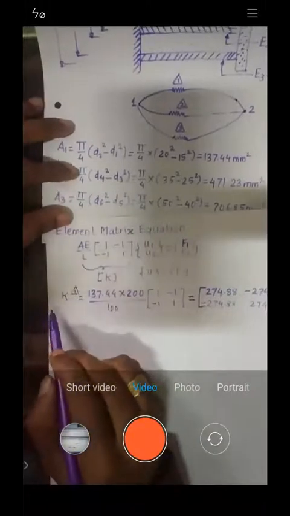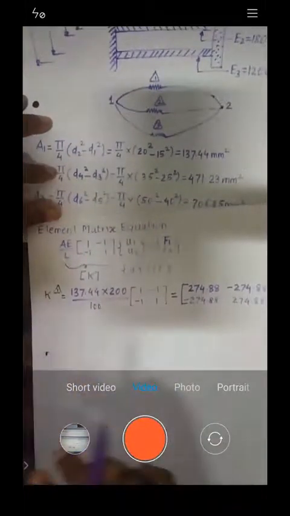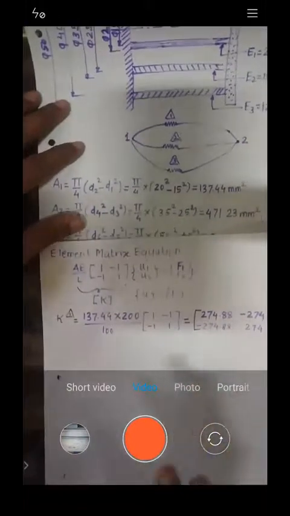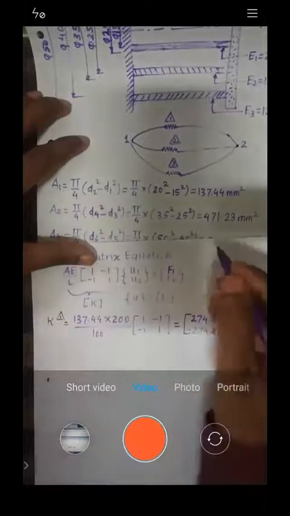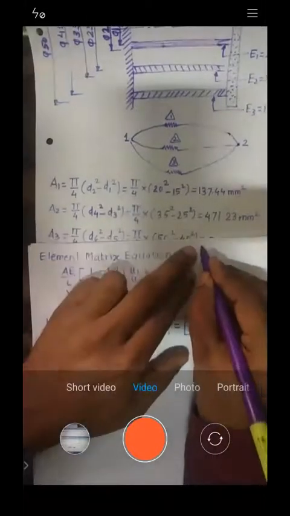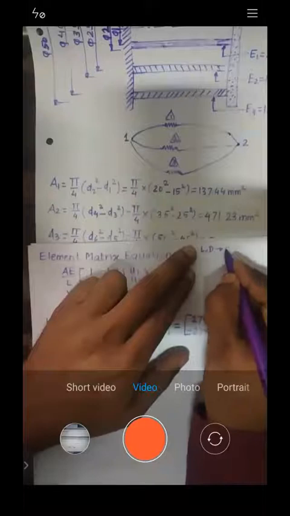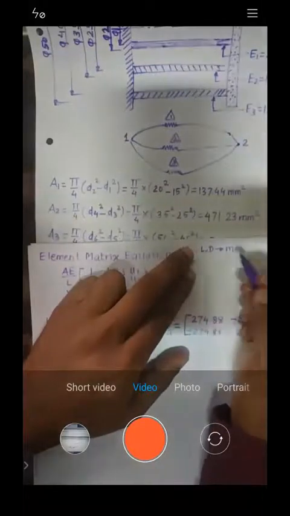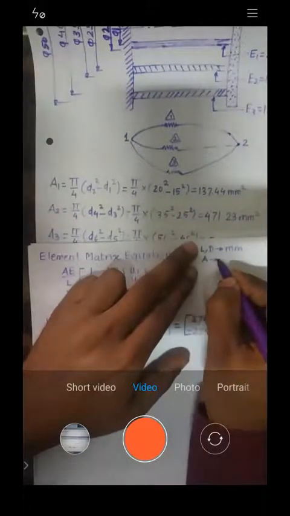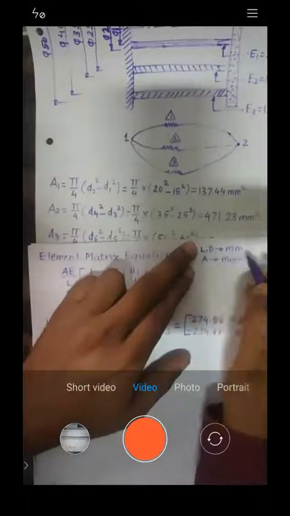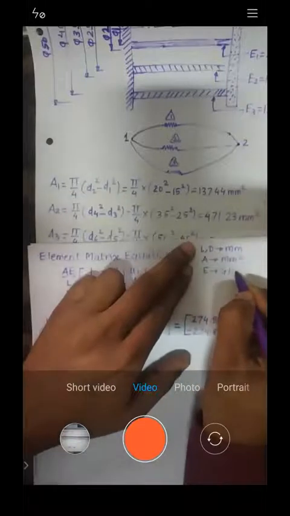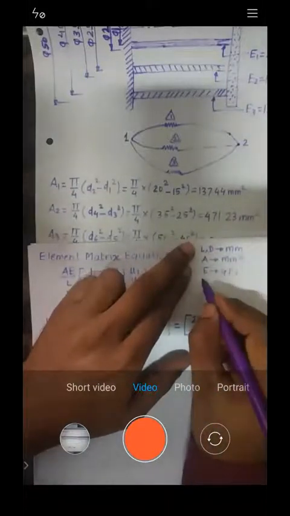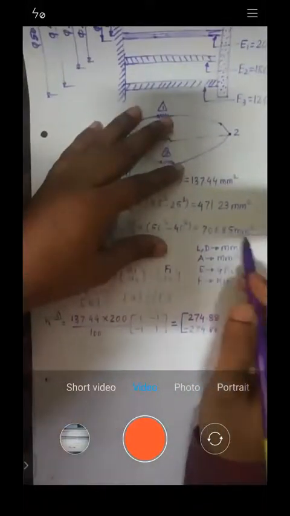Keep E in gigapascal. See, I'm telling you, in the first lecture only I told you that, I will repeat it now. If we have length or diameter in mm, area in mm square, E in gigapascal, and forces in kilonewton, there is no need of any conversion.